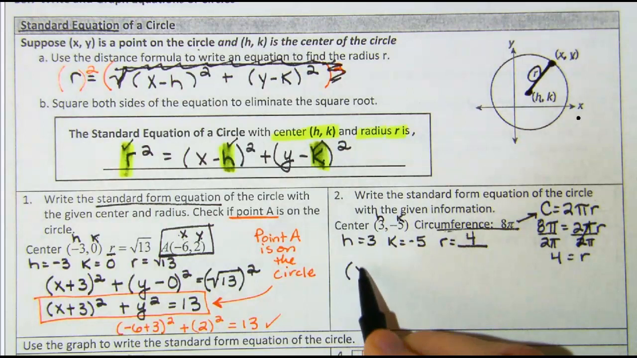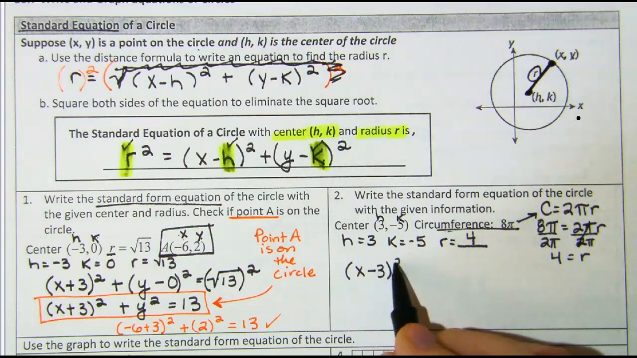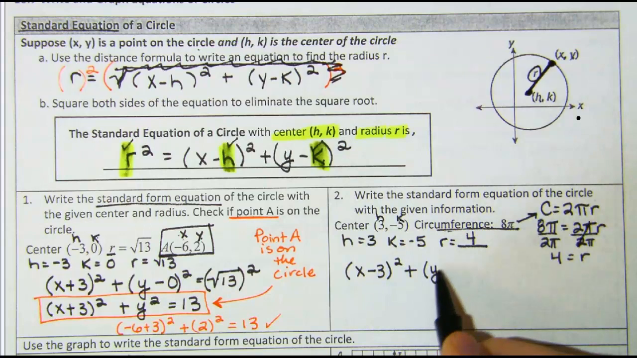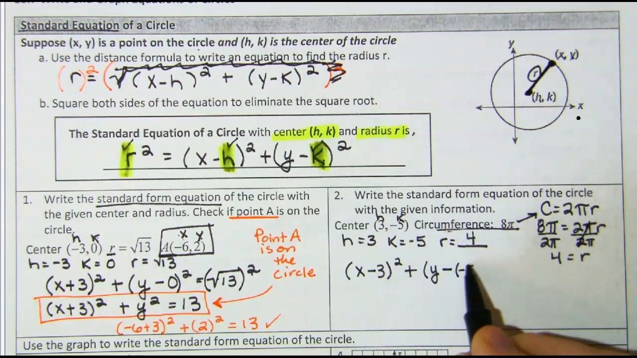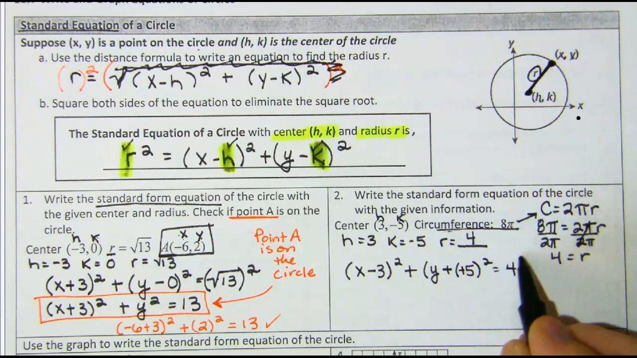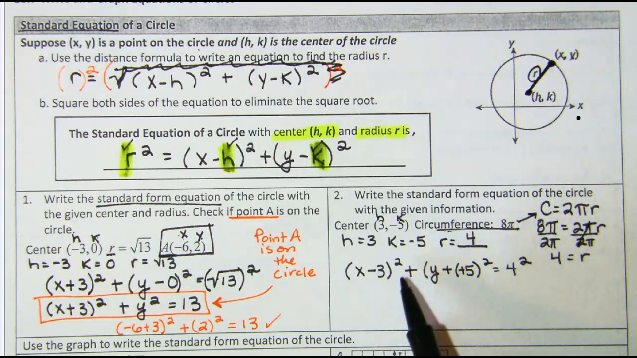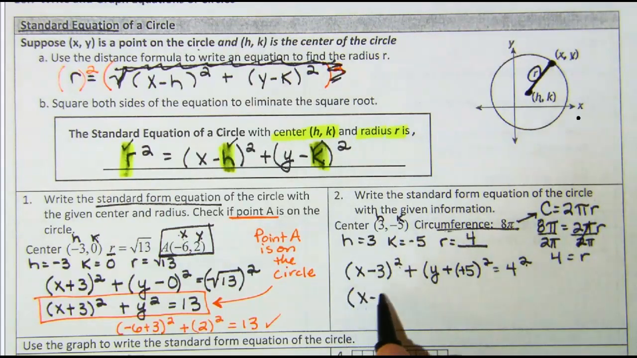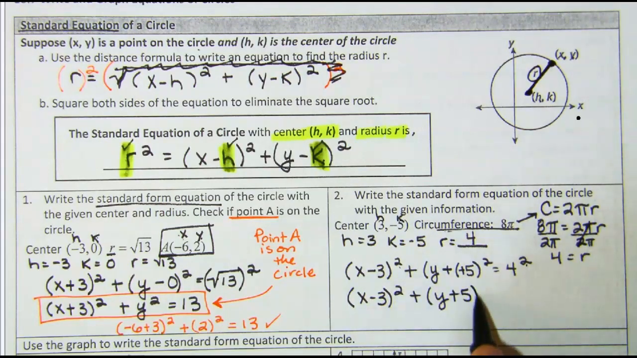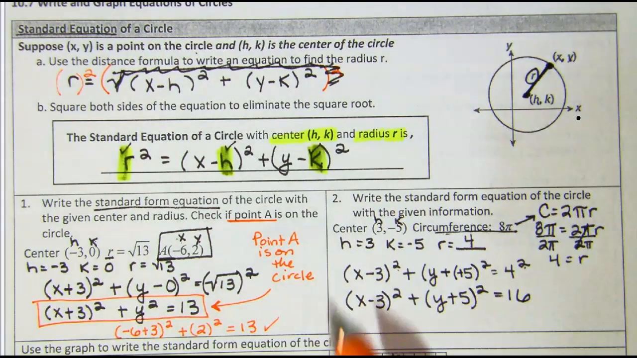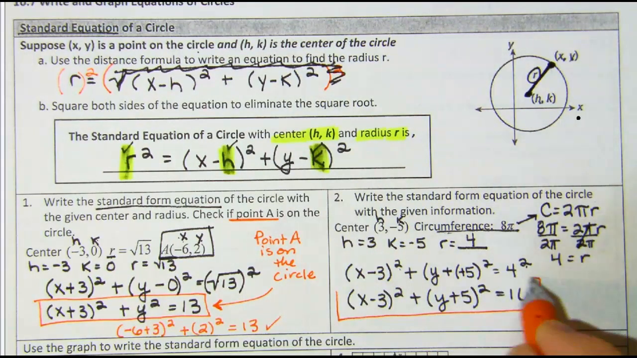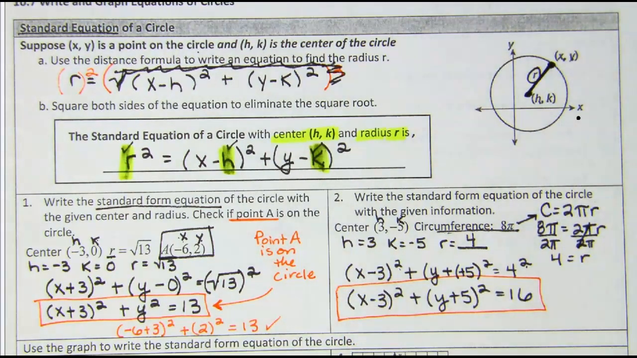We have x subtract h squared plus y subtract a -5, so that's going to turn into a +5, equals 4 squared. So the first thing you do is put everything in, everything squared. Now clean it up. (x - 3) squared plus (y + 5) squared equals 16. So that is the equation in standard form of this particular circle that we were given.